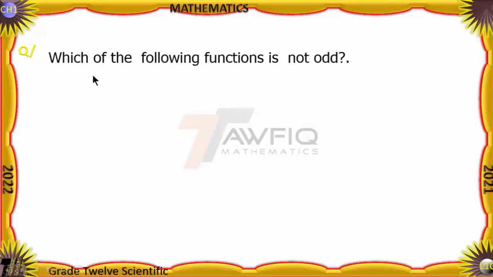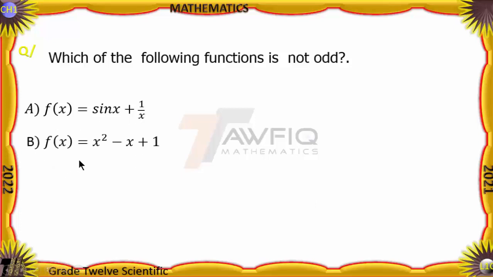Question: which of the following functions is not odd? When it says not odd, it may be even or non-symmetric. A. f(x) equals sine x plus 1 over x. B. f(x) equals x squared minus x plus 1. C. f(x) equals x cubed minus x. D. f(x) equals x cubed plus x. And now you think which one is the correct answer.